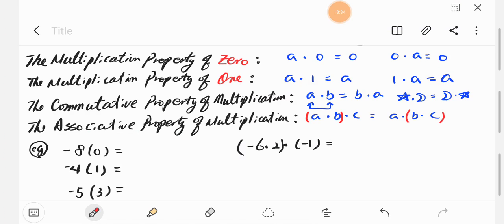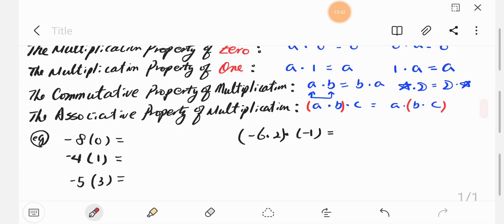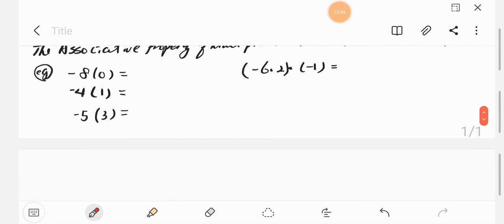So regrouping, you don't change the order of the factors, but you change the grouping, right? Grouping. All right, let's try this example. Negative 8 times 0. You are multiplying two numbers, but one of them is 0, then the result is always 0. What's the property name? The multiplication property of 0, right? Okay, how about the next one? Negative 4 times 1. By the multiplication property of 1, the result is negative 4, the number itself.